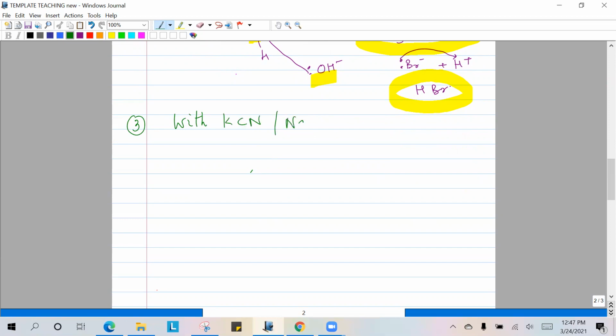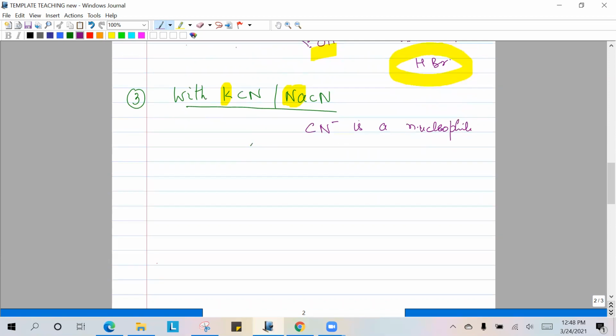Then you can also talk about the third type of nucleophilic substitution reaction, that is with KCN or NaCN. Again here, the K or the Na are spectator ions. So whether in the exam they give you KCN or NaCN does not matter. What is important is that the CN minus is a nucleophile.